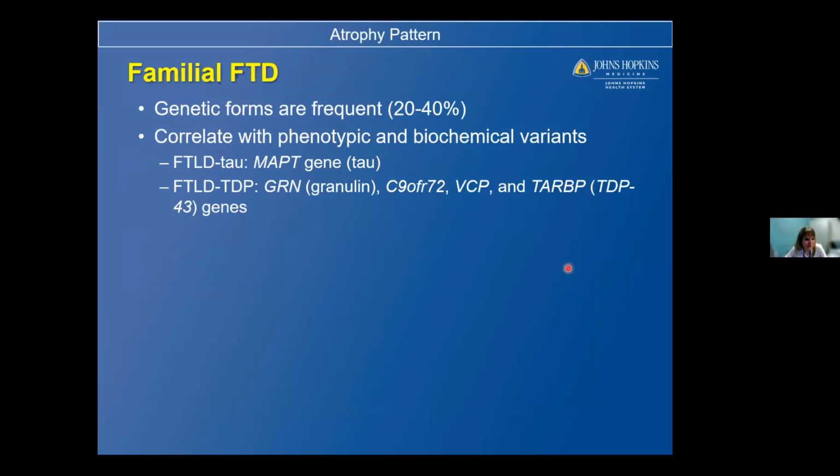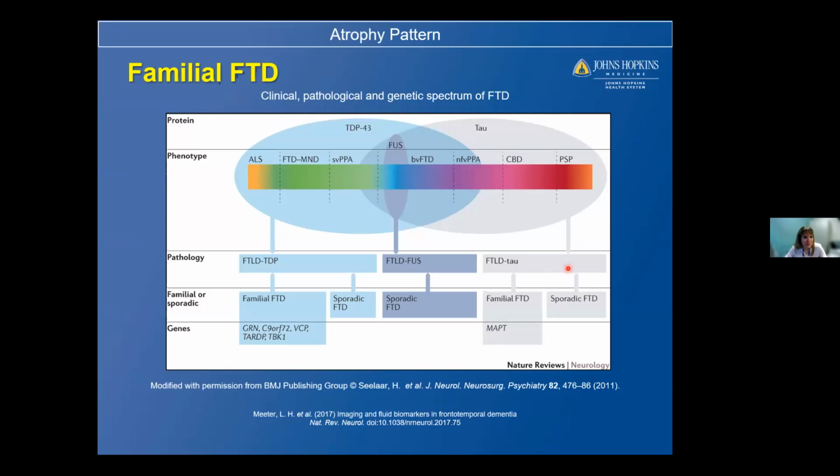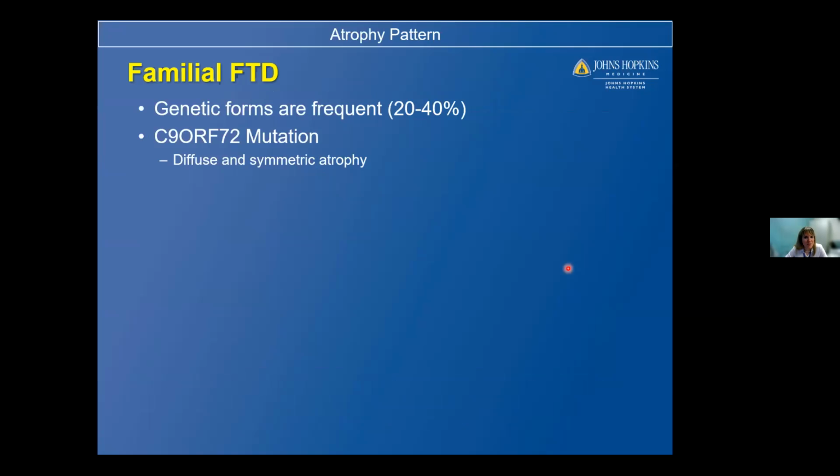So as I was saying, genetic forms are frequent. There are numerous genetic mutations that have been identified that usually correlate with both phenotypic and biochemical variants. Some of these genetic forms have imaging phenotypes. For example, a mutation of this gene called C9orf72 is associated with more of a generalized bilateral atrophy.